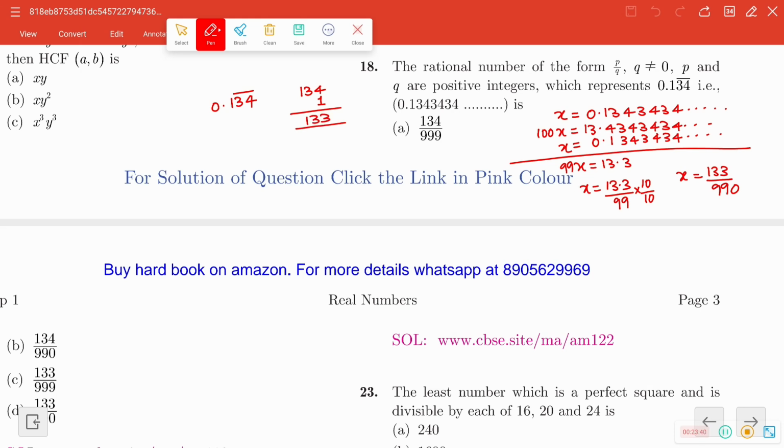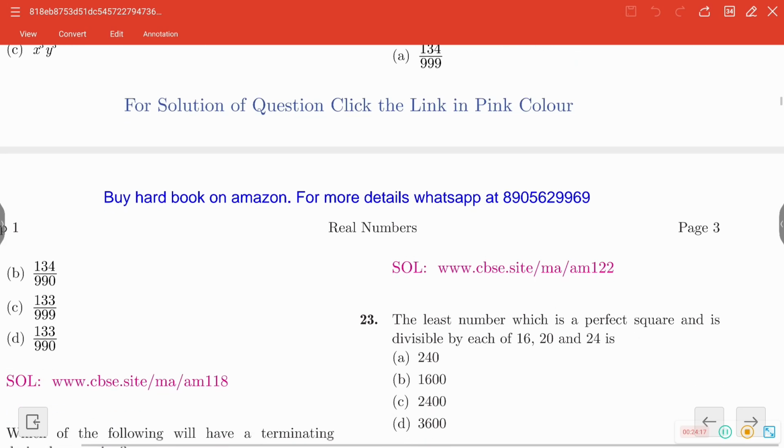Then what should be there in the denominator? Because the bar is there for 2 digits, we need to write 2 nines in the denominator. And then the bar is not there for 1 digit after the decimal, so we keep 10 here. So it is 133 by 990. This is the p by q form of 0.134 bar. So the option is D. Hope you understood this. Question number 18.